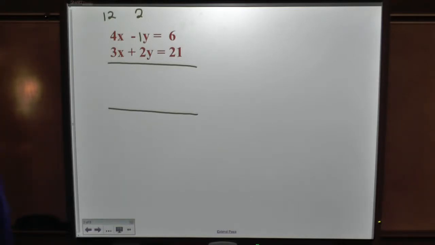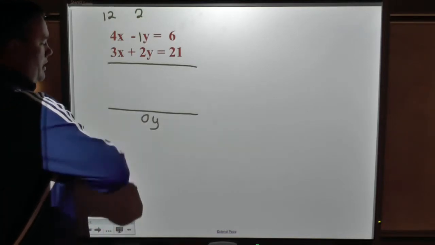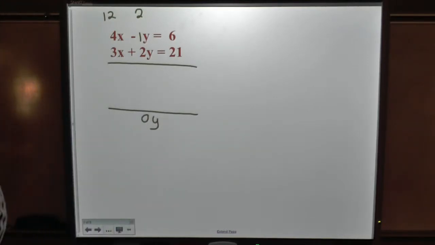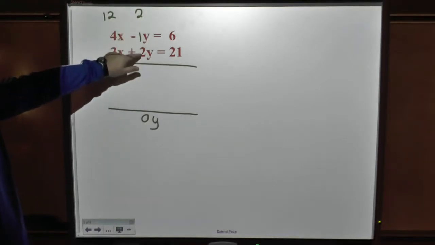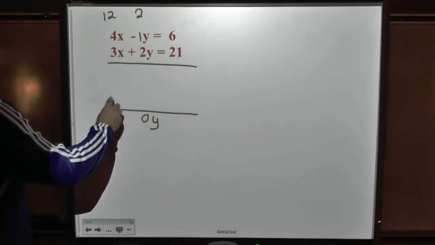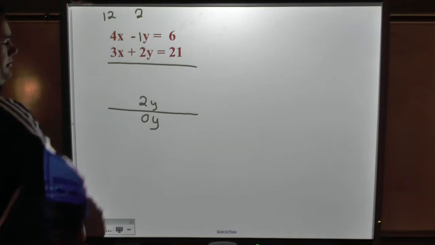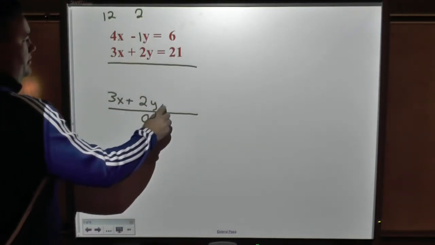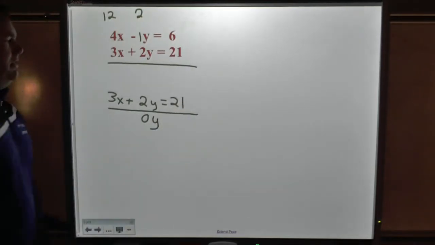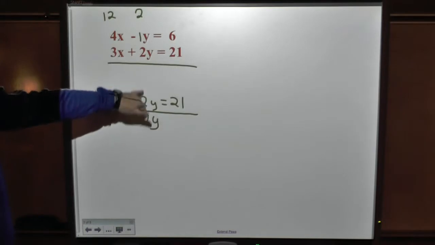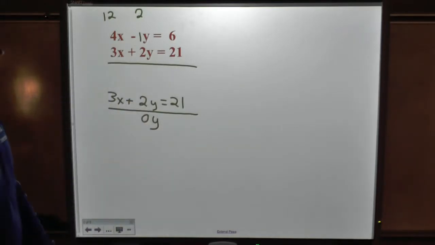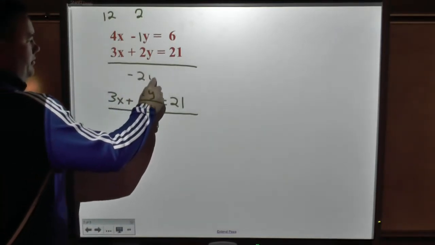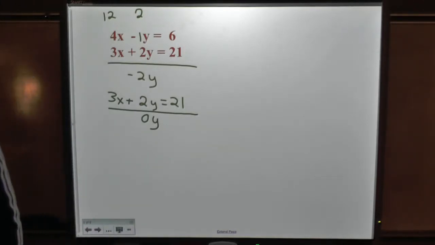Alright, so from there, what I know is that I want y to be 0. So I put that down there. And then I look. If the least common multiple is 2, I know in the second equation, it already is 2. So I just leave the second equation alone. So I just rewrite it. Now, to get 0y, I need to think to myself, what plus 2 will give me 0? Well, a negative 2. So you want that to be a negative 2y.